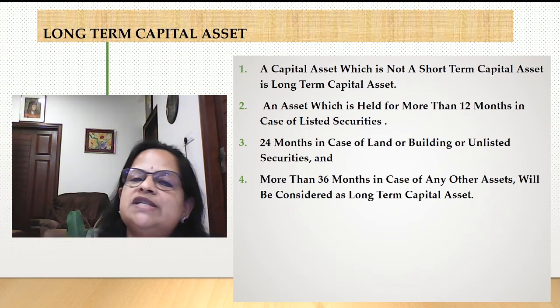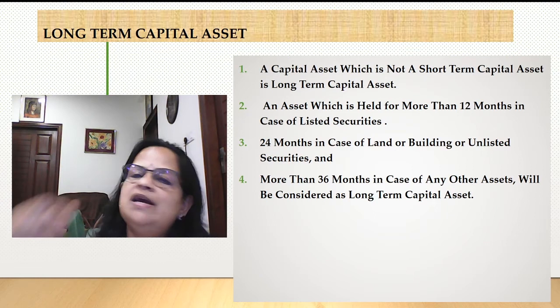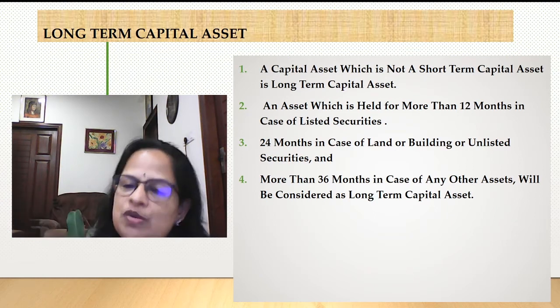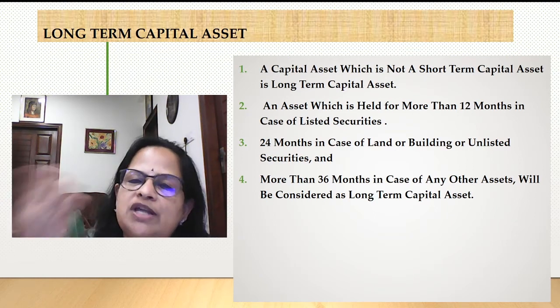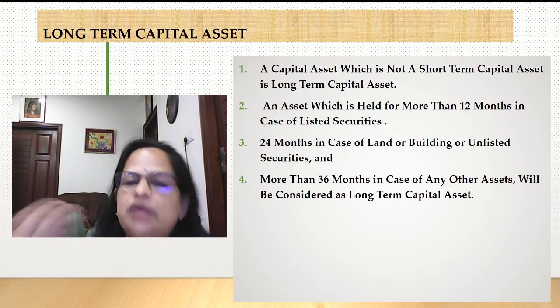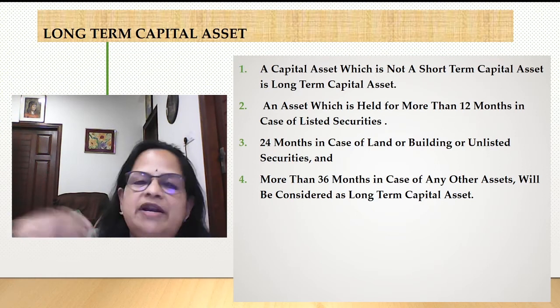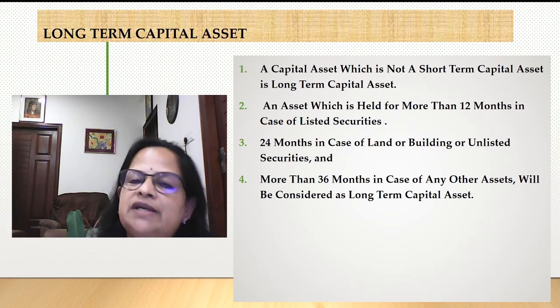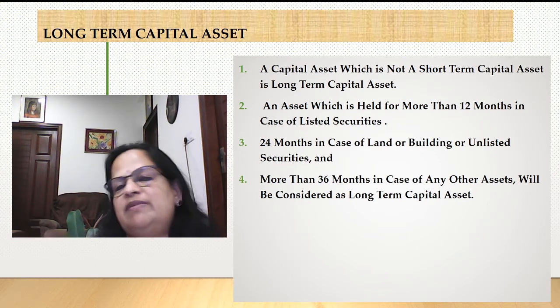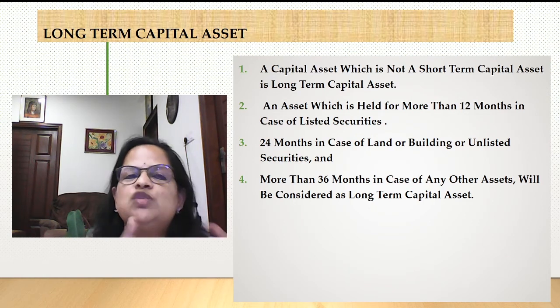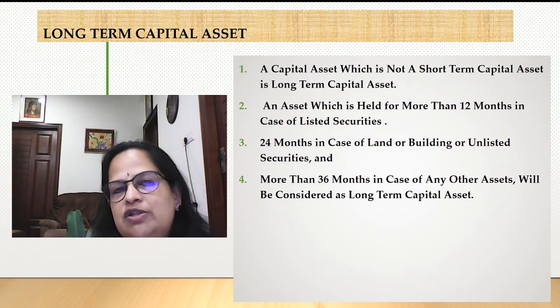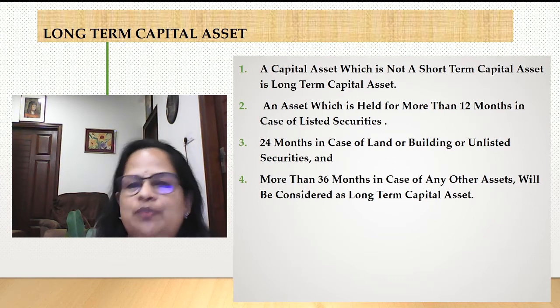Now, an asset held for more than 12 months in the case of listed securities. Already we have seen that for listed securities, if it's 12 months or 1 year, then it is called short-term capital asset. Now, more than 24 months in the case of land or building or unlisted securities. Already we have seen that. Now, more than 36 months in the case of any other assets will be considered as a long-term capital asset. So this definition is very, very important. You can expect questions: what is short-term capital asset, what is long-term capital asset, and the distinction also.